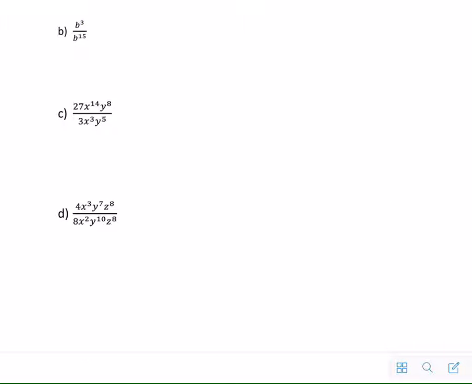All right, so let's look at C here. 27 x to the 14th y to the 8th over 3 x to the 3rd y to the 5th. So we'll do numbers, x's, and then y's. What's 27 divided by 3? 9. 3 out of both of them leaves a 9 on top, right? What about x to the 3rd and x to the 14th? X to the 11th. On top or bottom? Top.